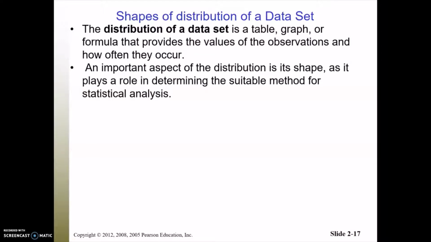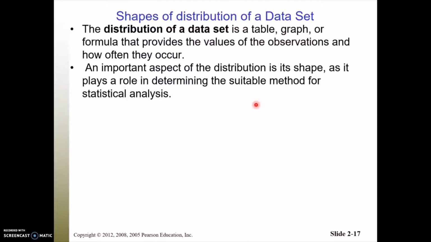Why is it important to know the shape of a distribution? The reason is that knowing the shape of the distribution helps us in guiding what will be the right statistical method that will be useful. So if we know the shape of the distribution, we know which suitable method will be applicable for this particular analysis. Knowing the shape in advance helps us in determining the suitable statistical analysis.